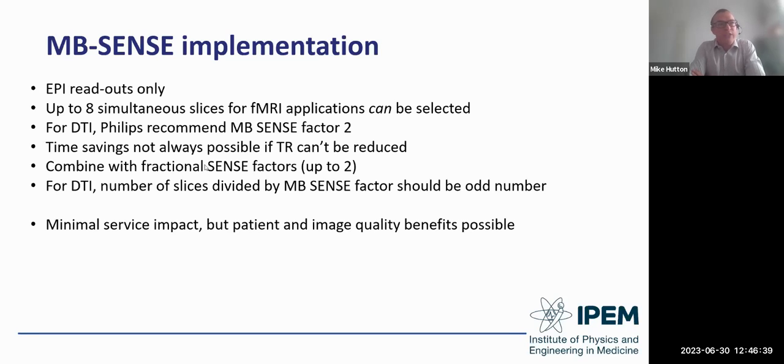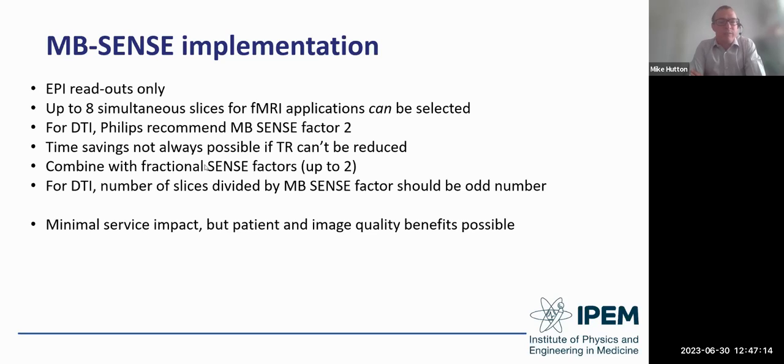It applies to EPI readouts only, so DTI, fMRI, DWI type acquisitions only. We can acquire up to 8 simultaneous slices for fMRI, but that doesn't mean we're going to get good images with a factor of 8, but that's the maximum factor you can select on the scanner. Actually, for DTI, Philips recommend a maximum multiband SENSE factor of 2. And common across vendors, again, if you can't reduce your TR or make other changes to your protocol, it may not be possible to save time using multiband SENSE, but it often will be.